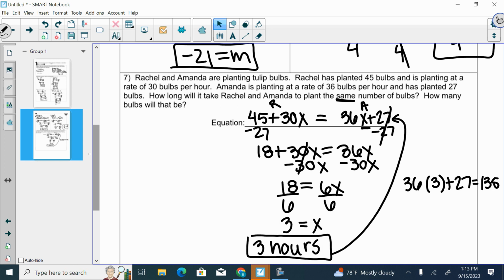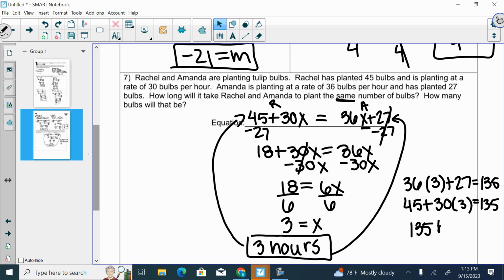And if you would have plugged it in over here, it would have given you the same thing because you would have had 45 plus 30 times 3. This is also 135. So they will have planted 135 bulbs at this point.